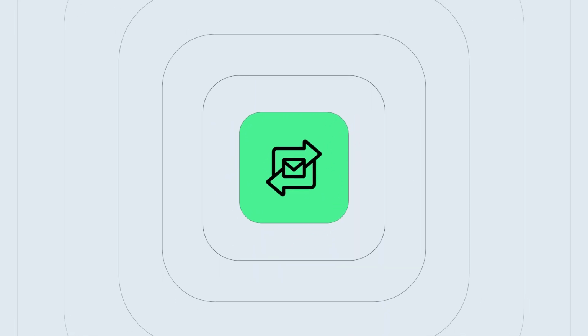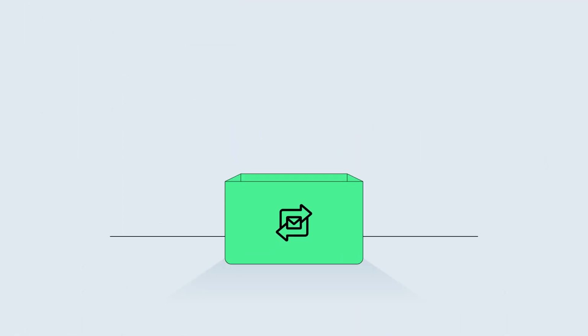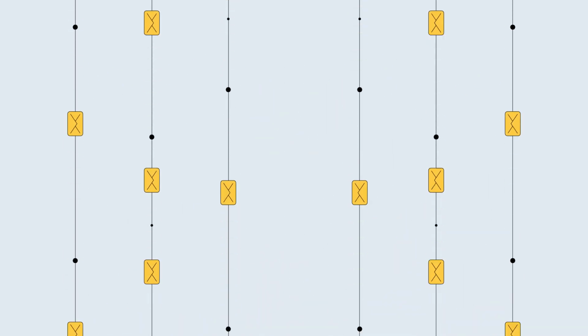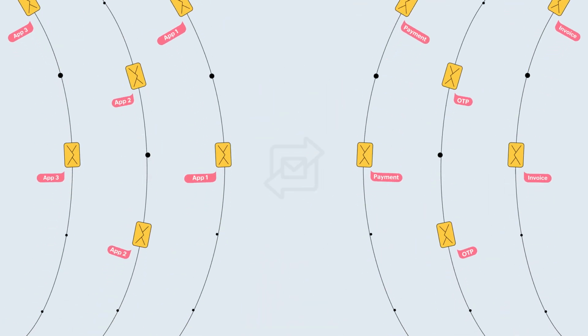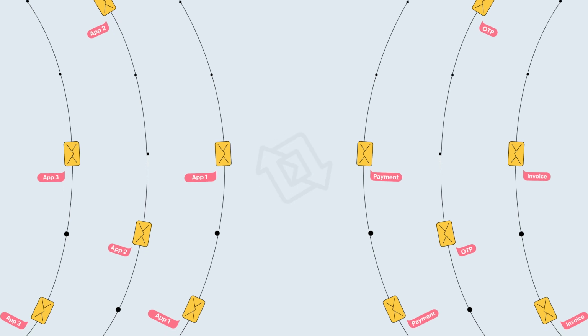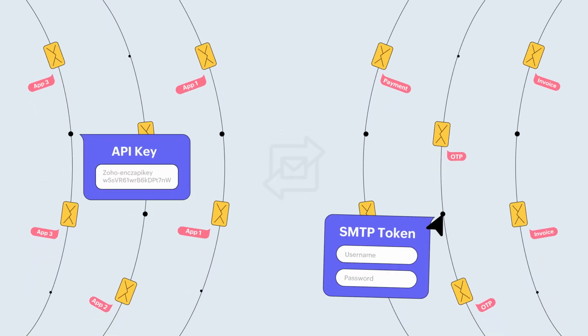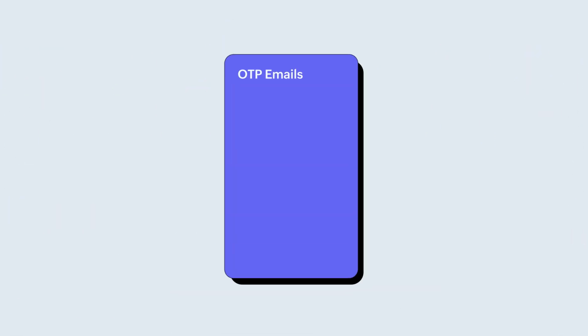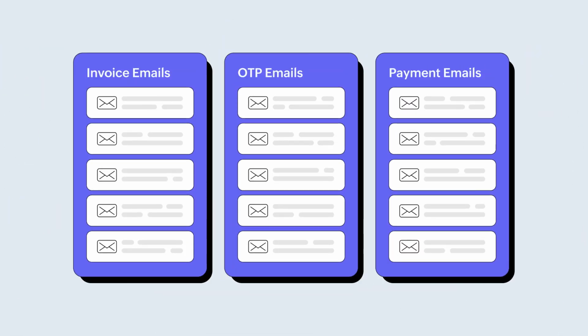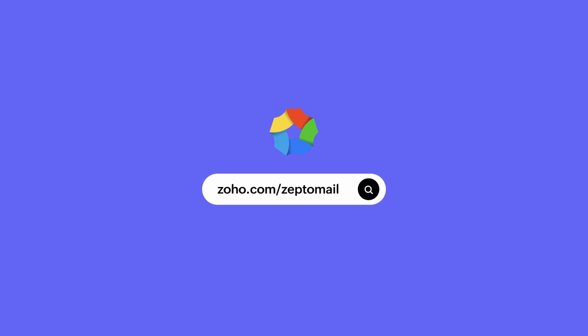ZeptoMail helps you tackle this in the form of mail agents. Mail agents offer a means to segment your outgoing emails based on your preferences like purpose, application, and more. Each mail agent has unique API and SMTP credentials that help create distinct email channels for different email groups. Now, let's look at how you can create a new mail agent.